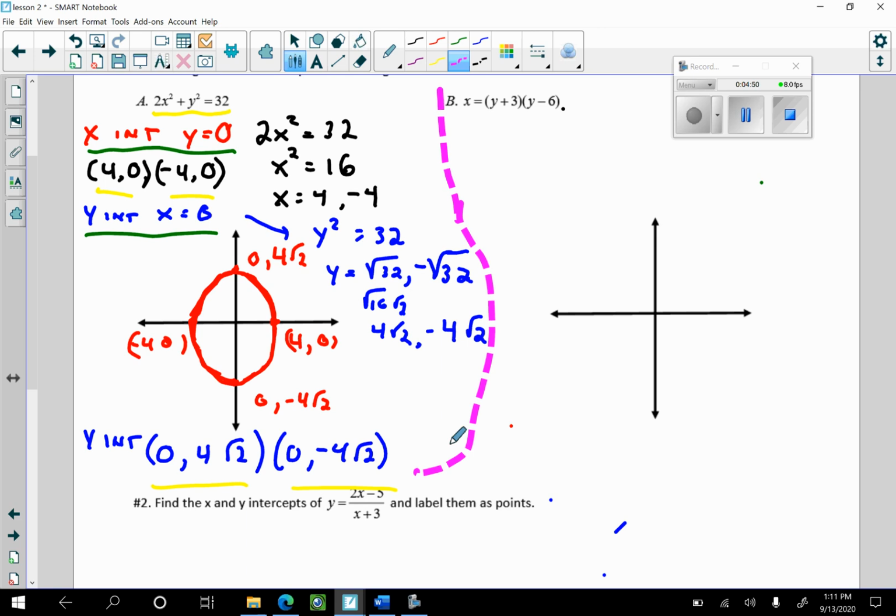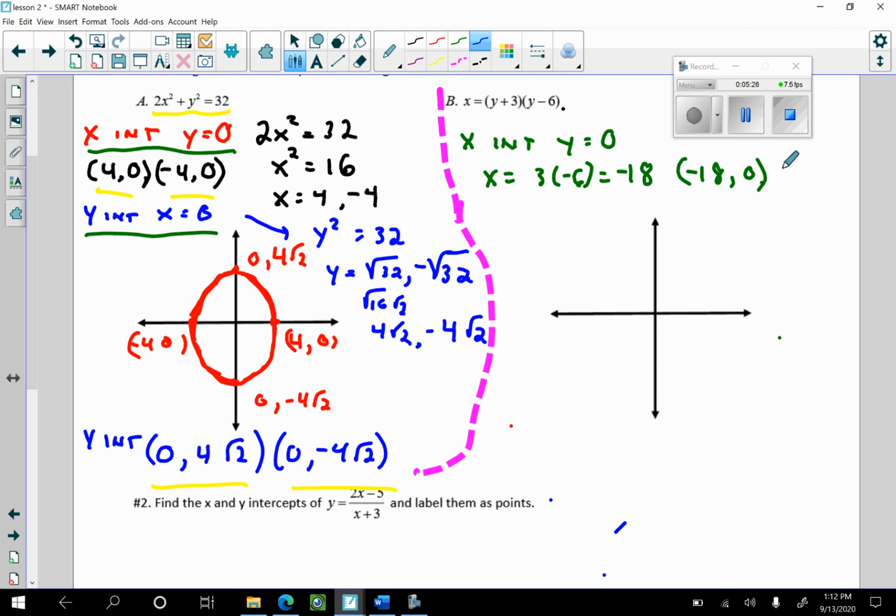And now I want to find the same thing with this activity. I'm going to find the x-intercepts. And how do I find the x-intercepts? I let y equal 0. And if I notice in this equation, if I let y equal 0, I simply have x is equal to 3 times negative 6. 0 plus 3 is 3. 0 minus 6 is negative 6. So the x-intercept is going to be negative 18. And that point then is going to be negative 18 comma 0.